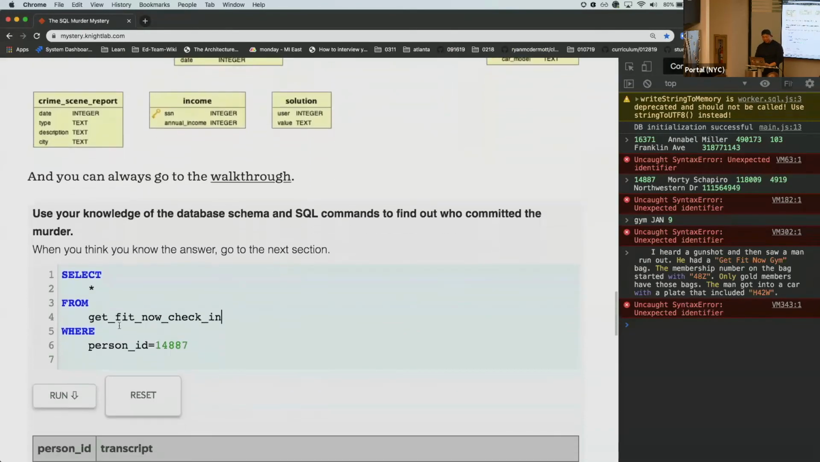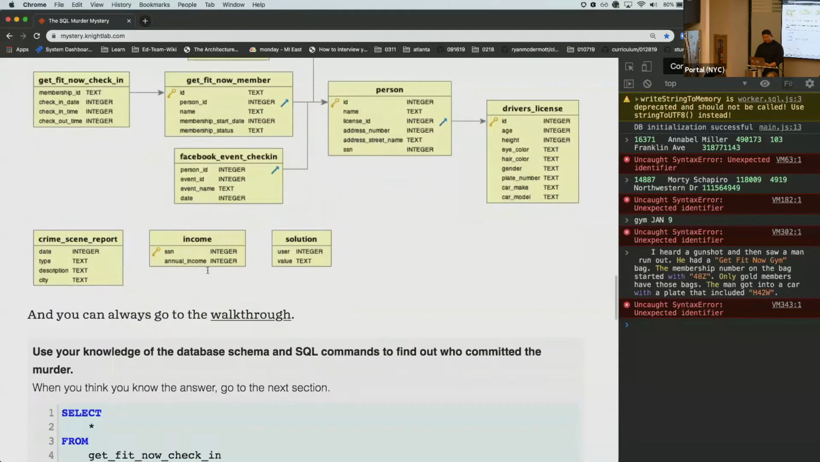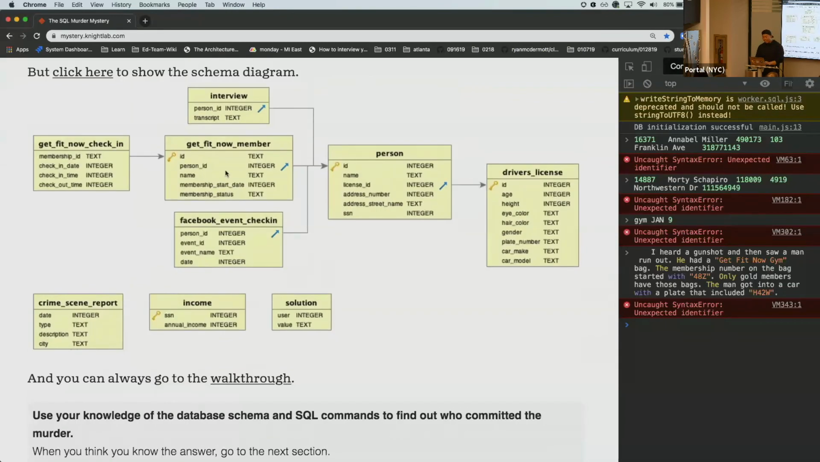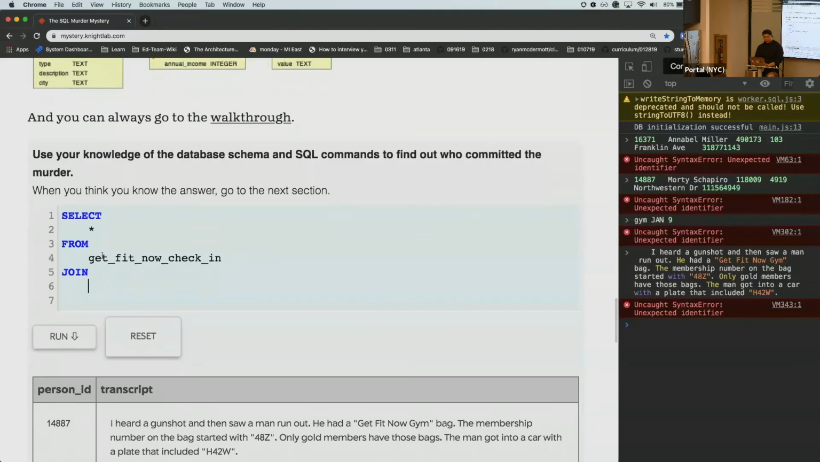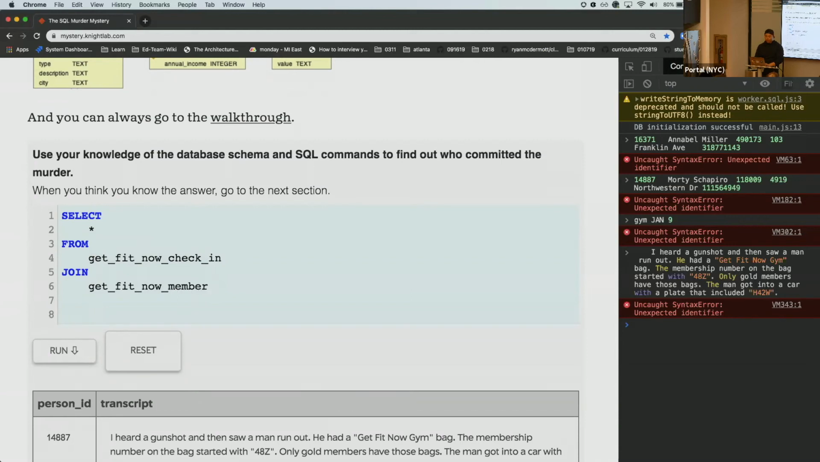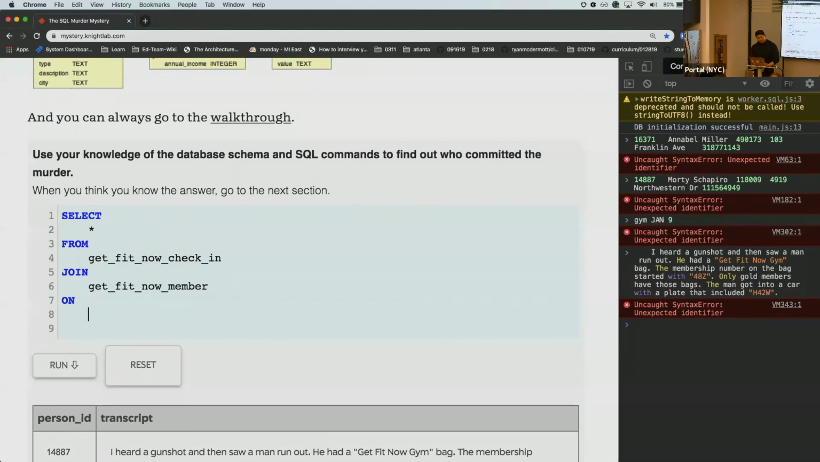It's been a hot minute. It's join. You just want to join this table with the Get Fit Now member table. But what do we want to join them on? Is it at? Is it on? All right, well, that would have been real embarrassing. On, all right.